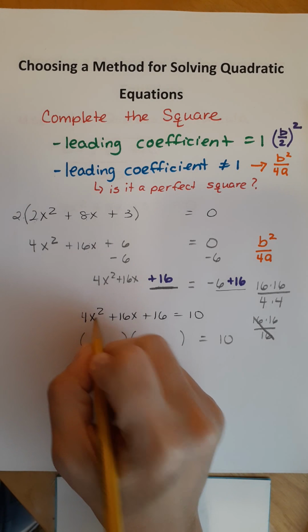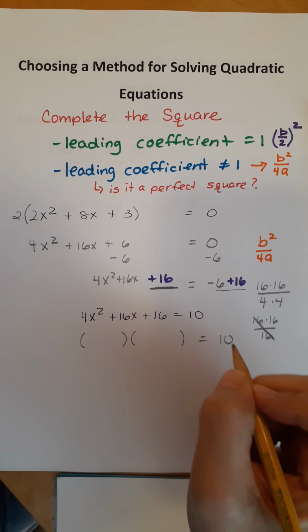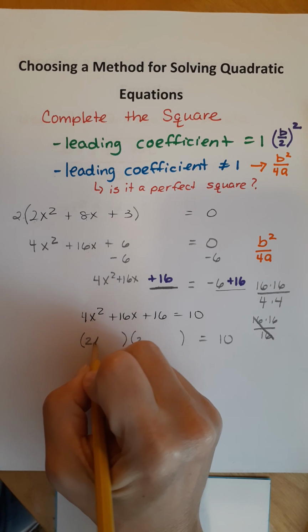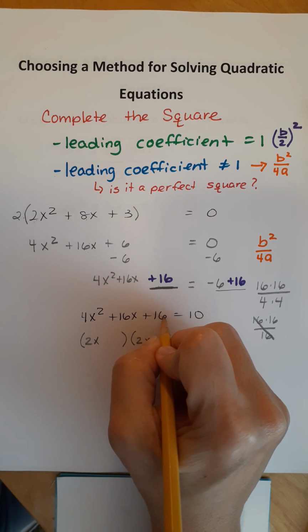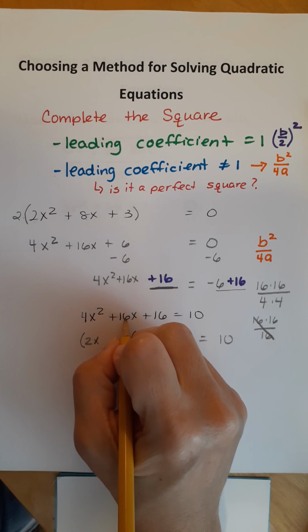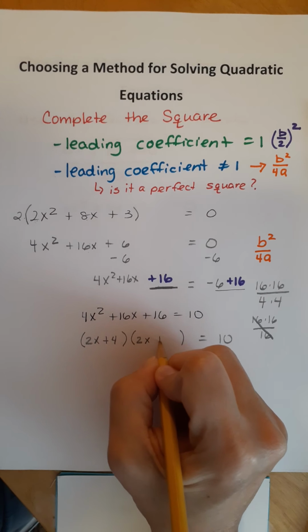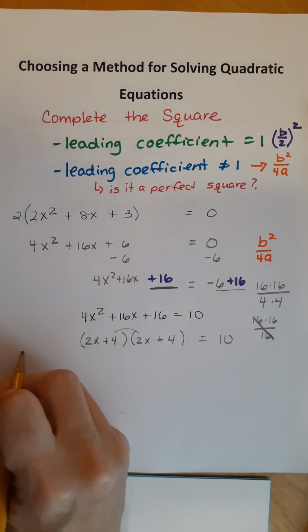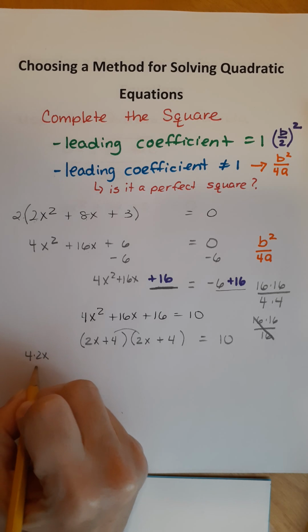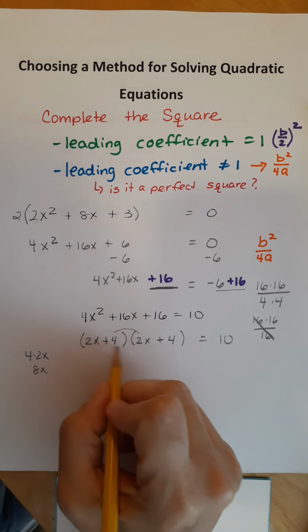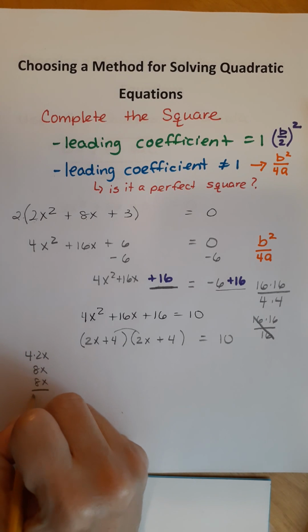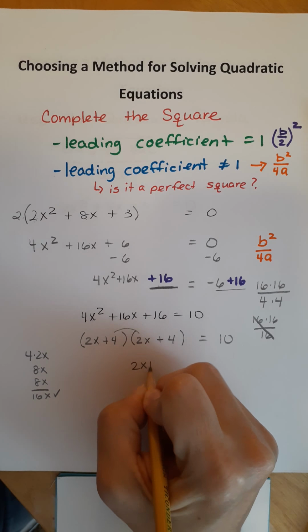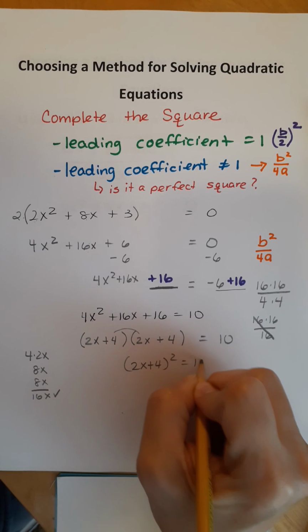What times what? Remember, these should be exactly alike because we're going to make them into a square. So what times what is 4? 2 times 2. What times what is x squared? x times x. What times what is 16, with the middle being positive? Positive 4, positive 4. Are they exactly alike? Let's check the middle term. 4 times 2x, 8x. And 4 times 2x, another 8x. Is that 16x? Yep, we're good. Now I'm going to write it as a square. 2x plus 4 squared equals 10.